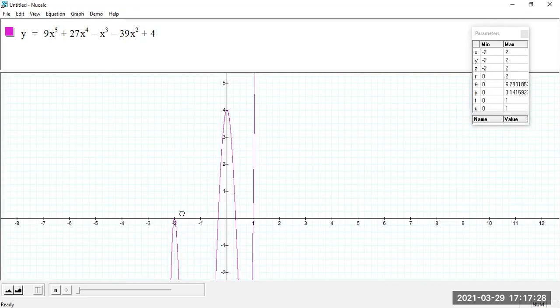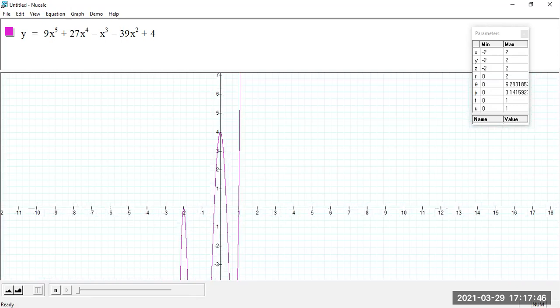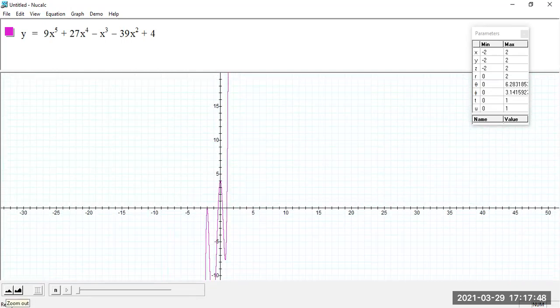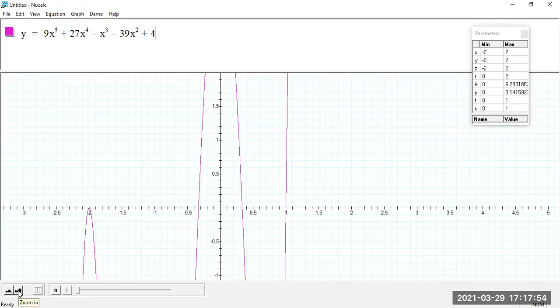If you try to draw it to scale, then imagine if your window is only like this, you will not see the full picture. If you zoom out too far, you won't see the details. If you zoom in too close, you will not see the bigger picture. So there's a balance for you to see all the characteristics, all the x-intercepts and y-intercept. We cannot draw it to scale. Basically, that's what I'm trying to say.